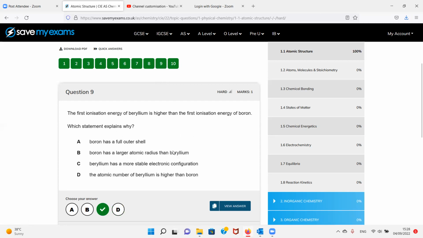The first ionization energy of beryllium is higher than first ionization energy of boron. And here we have 4 options. First option is boron has full outer shell. Second, boron has a larger atomic radius than beryllium. And beryllium has a more stable electronic configuration. And the atomic number of beryllium is higher than boron.